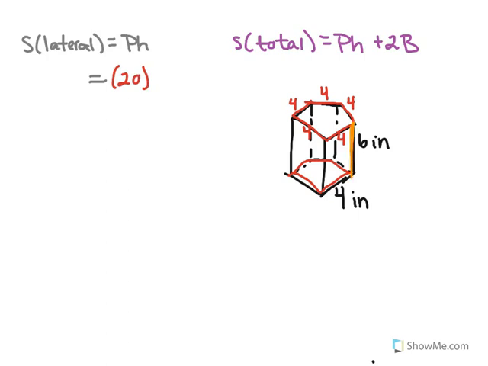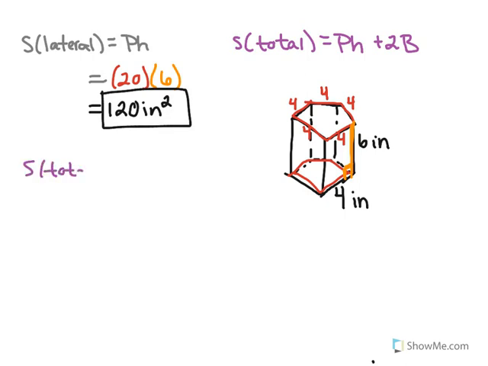So it would be literally this guy right here, because there would be a right angle there if I was looking at that straight on. So the height is going to be 6. And then we can calculate that. Let's see, 20 times 6 is going to be 120. And since this is an area, we need our units to be squared. So there we go. So then what about the total surface area?